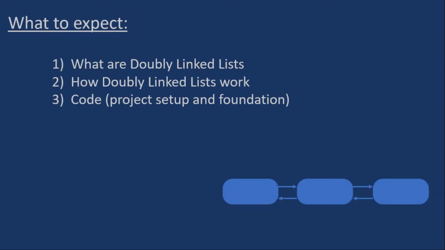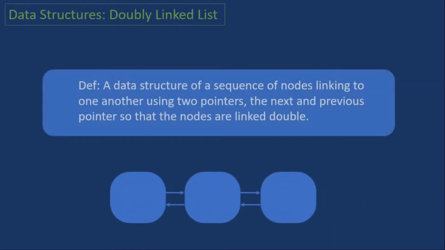So what is a Doubly Linked List? It is a node-based data structure. A quick definition of a data structure is that a data structure is a way a computer organizes data mainly to improve efficiency. So with Doubly Linked Lists, we have a sequence of nodes linking to one another.